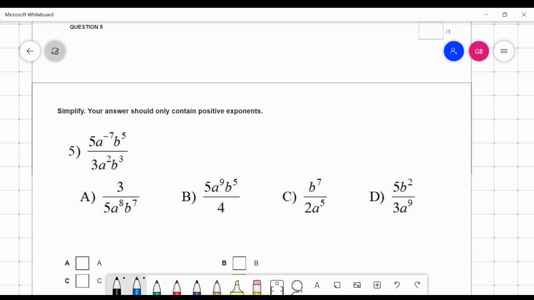All right. Simplify again. This is the quotient rule. When you have a fraction, when you're dividing numbers with the same base, you subtract the exponents. So 5 over 3, you cannot simplify, so I just copy it over. A to the negative 7 divided by a to the second power, so negative 7 minus 2 is negative 9. And then for B, 5 minus 3 is 2. And then the one with the negative exponent, the A, I'm going to move it to the bottom. So your answer is over here.